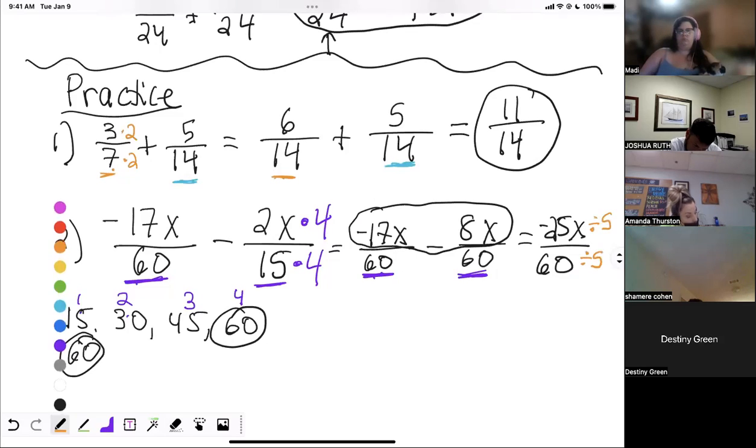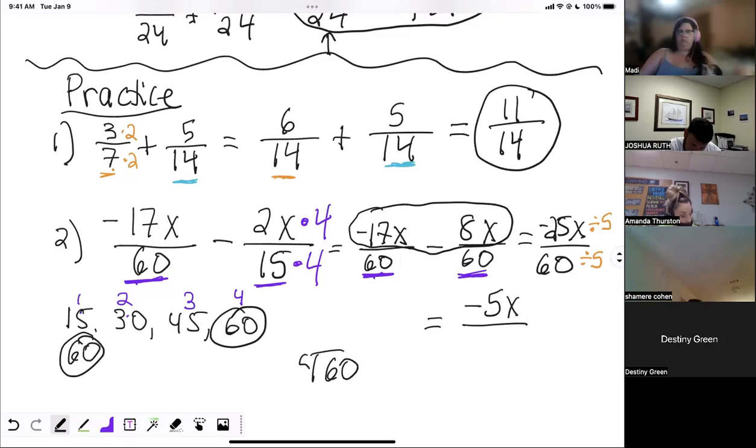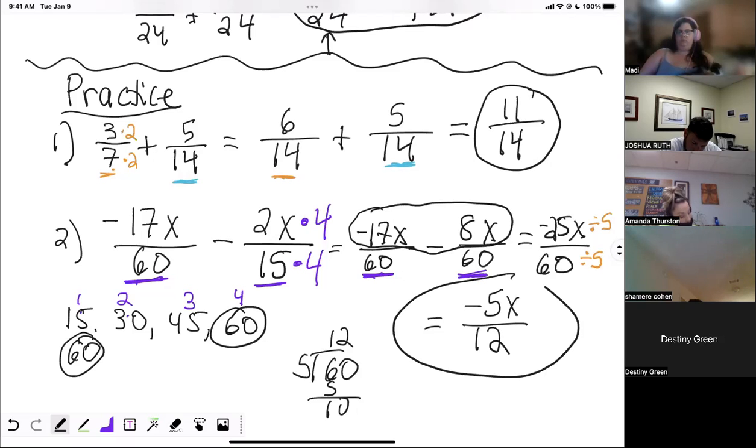All right, so let's see what we have. If I divide by 5, 25 divided by 5 is 5. So it would be negative 5x. 60 divided by 5, that would be 15. Is it? 60 divided by 5. No, 12. And that looks simplified. So that's my answer.